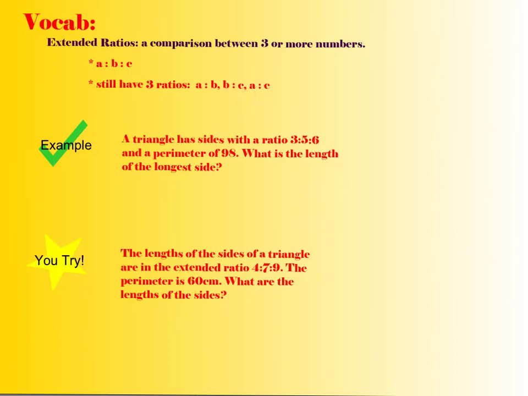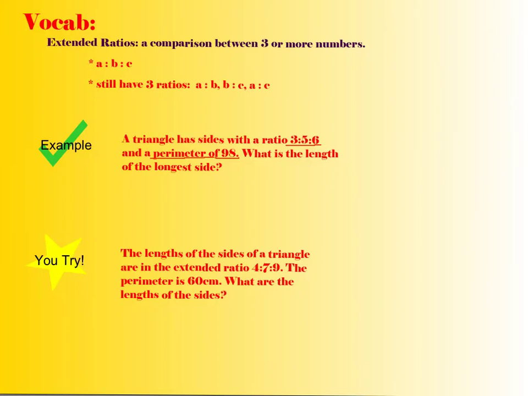So our first problem is this example here regarding a triangle. And it says the triangle has the sides in an extended ratio of 3 to 5 to 6 and a perimeter of 98. That's important. What is the length of the longest side?